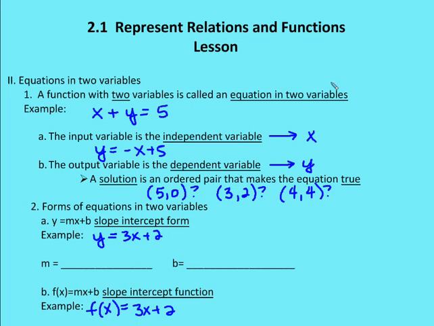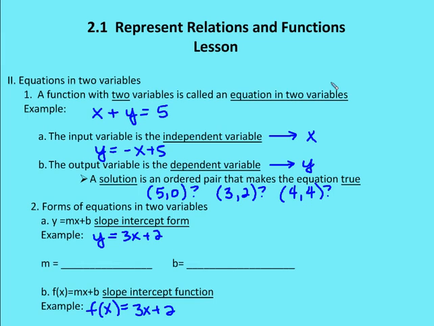As we talk about the basics of relations and functions, we need to talk about equations in two variables. Simply, a function with two variables is called an equation in two variables. So an example might be x plus y is equal to 5. Now, I would rewrite that as y is equal to negative x plus 5 for this reason.